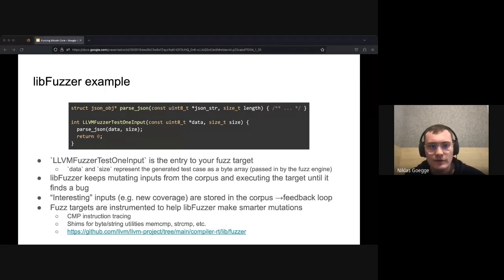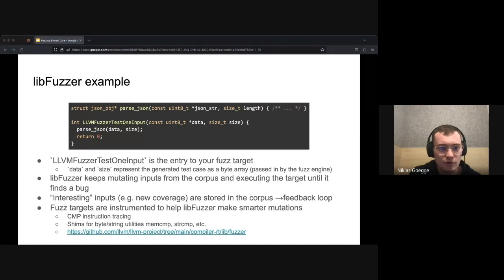And with libFuzzer, we define this function, LLVMFuzzerTestOneInput, which is the entry to your fuzzing target. Data and size represent the generated test case as a byte array. All you do here is pass the data from the fuzzer straight to the parse.json function. Then the fuzzer keeps mutating and executing the target. Interesting inputs are added to the corpus, and you go again and again until there's some kind of crash.